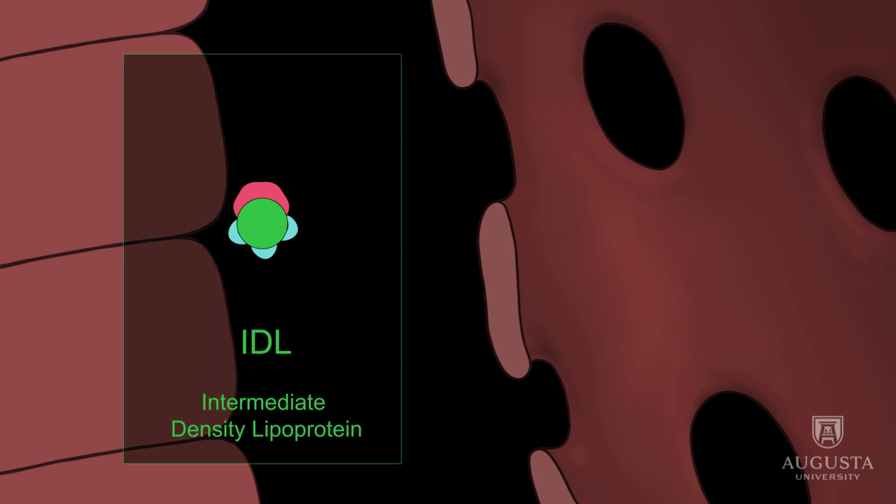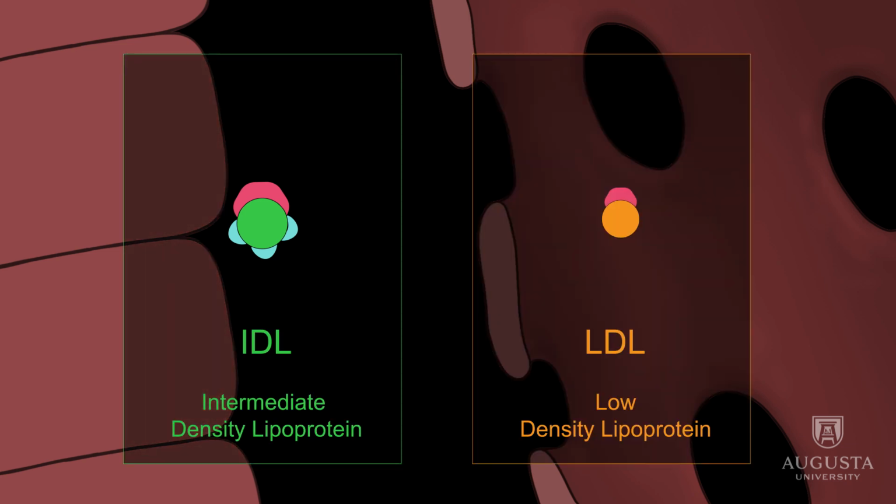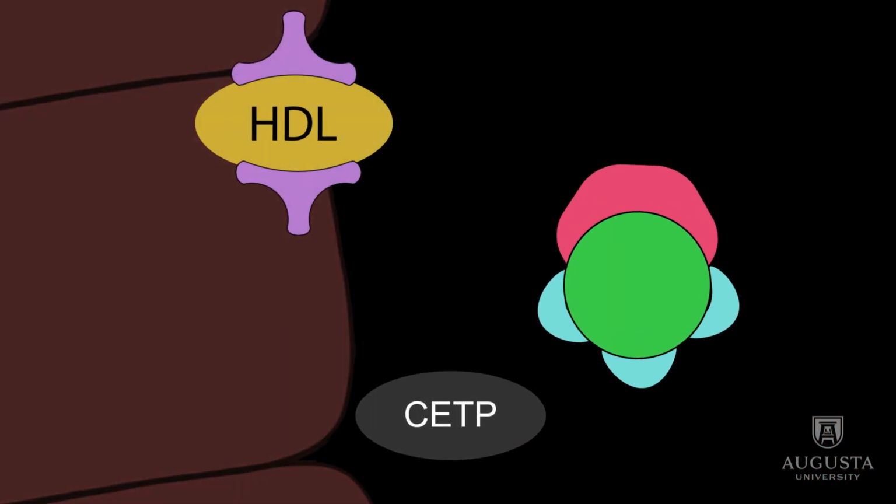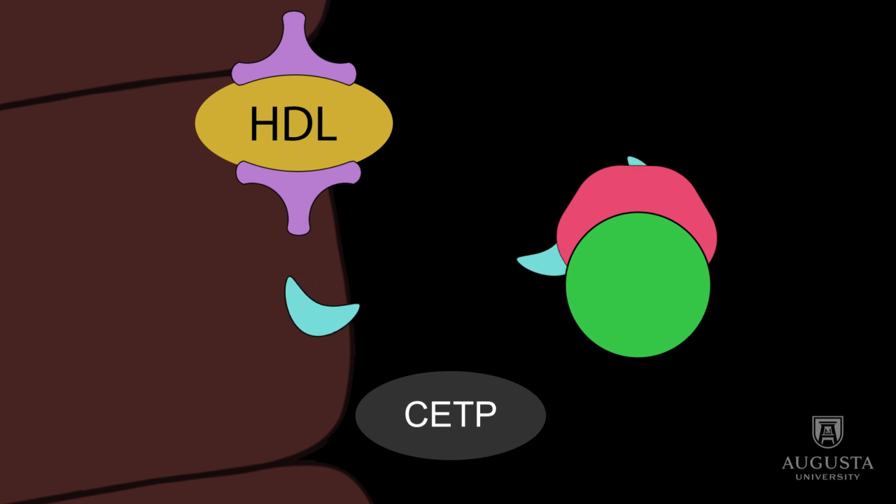Uninternalized IDL particles get processed into LDL, low-density lipoprotein, primarily by two enzymes, cholesterol ester transfer protein, also called CETP, and hepatic lipase. CETP mediates the exchange of triglycerides from IDL to HDL in exchange for cholesterol ester from HDL. During this process, all ApoE proteins are transferred back to HDL.